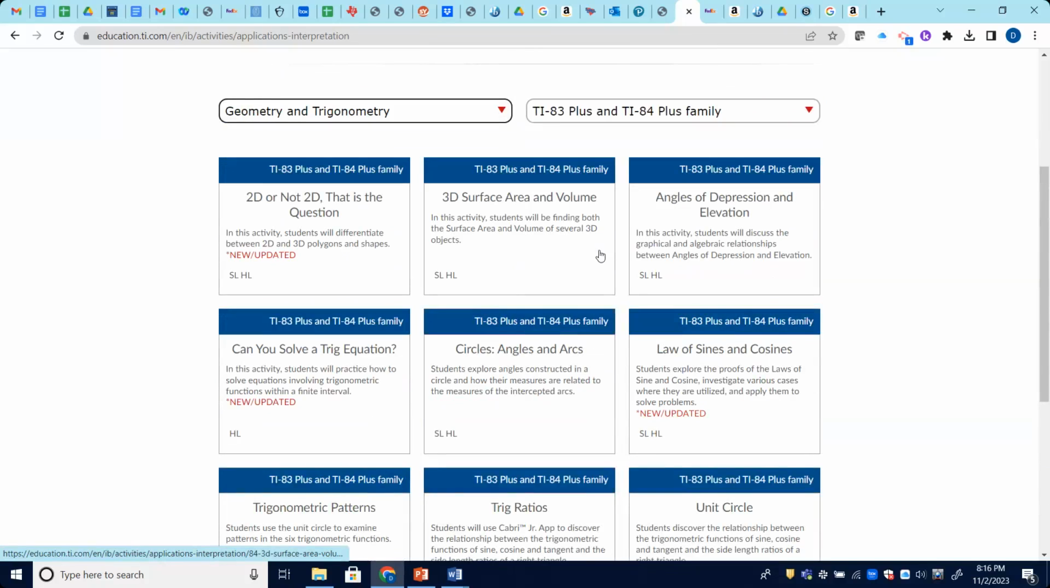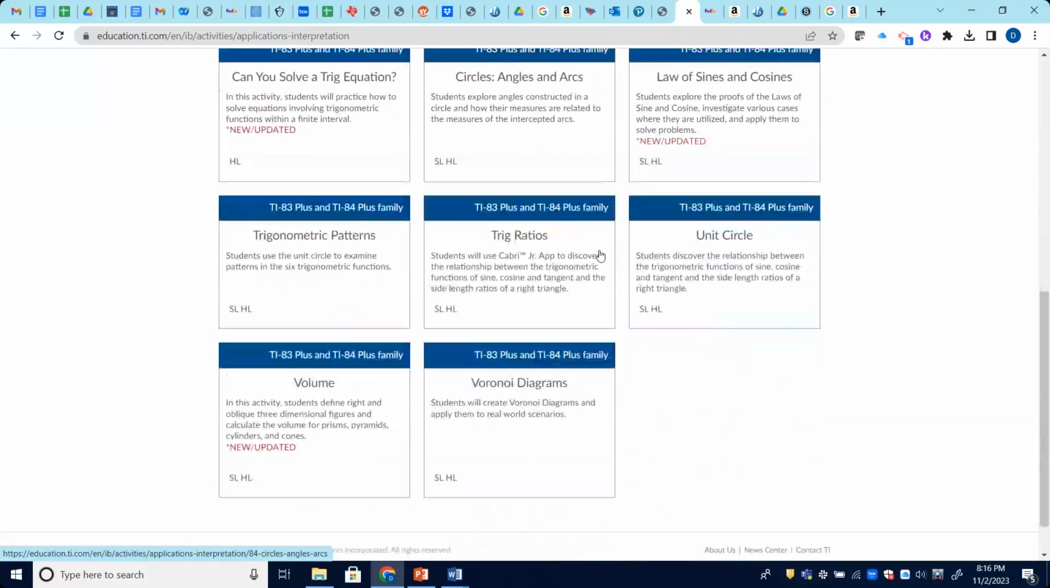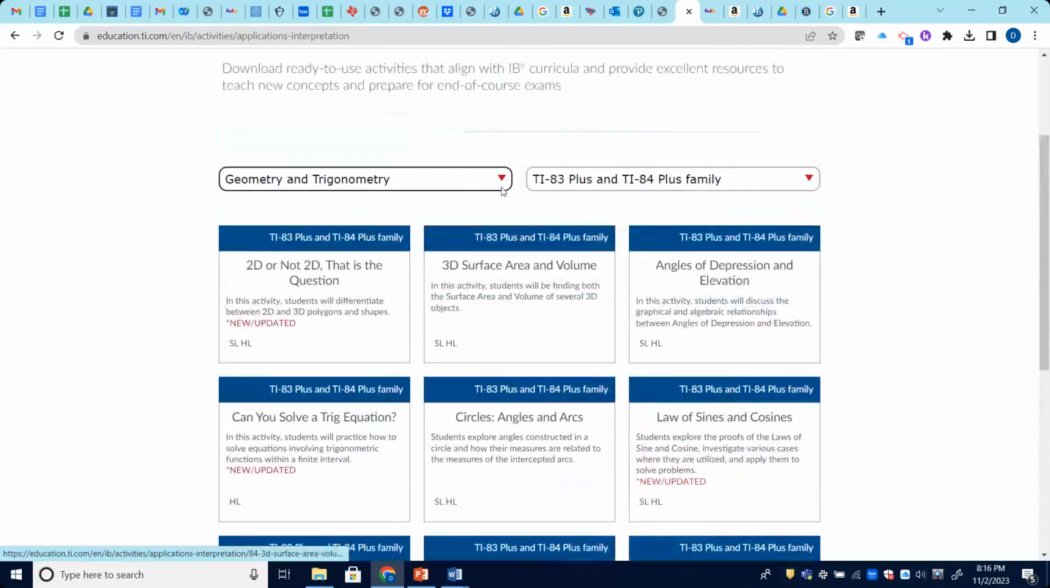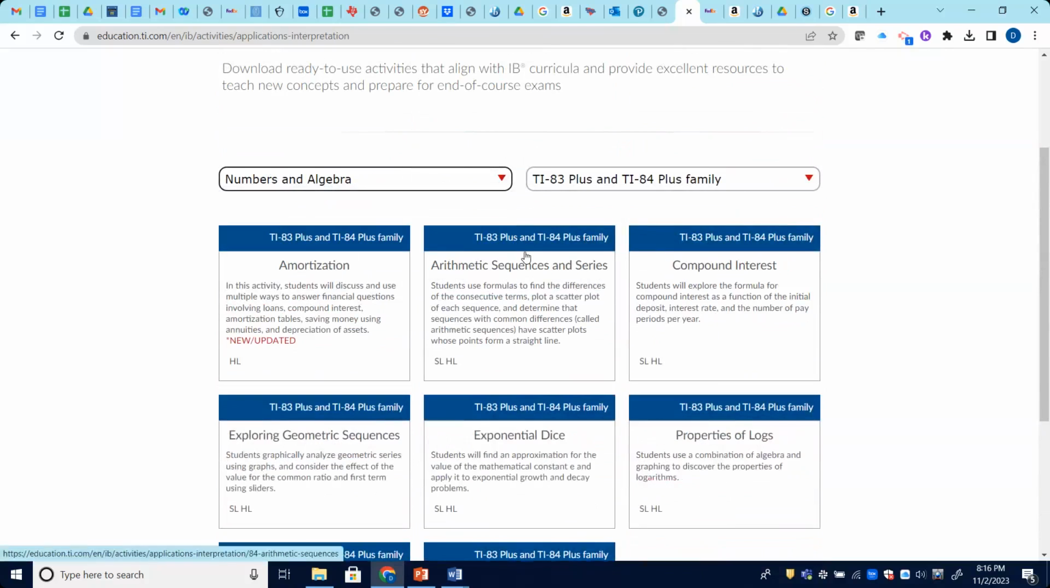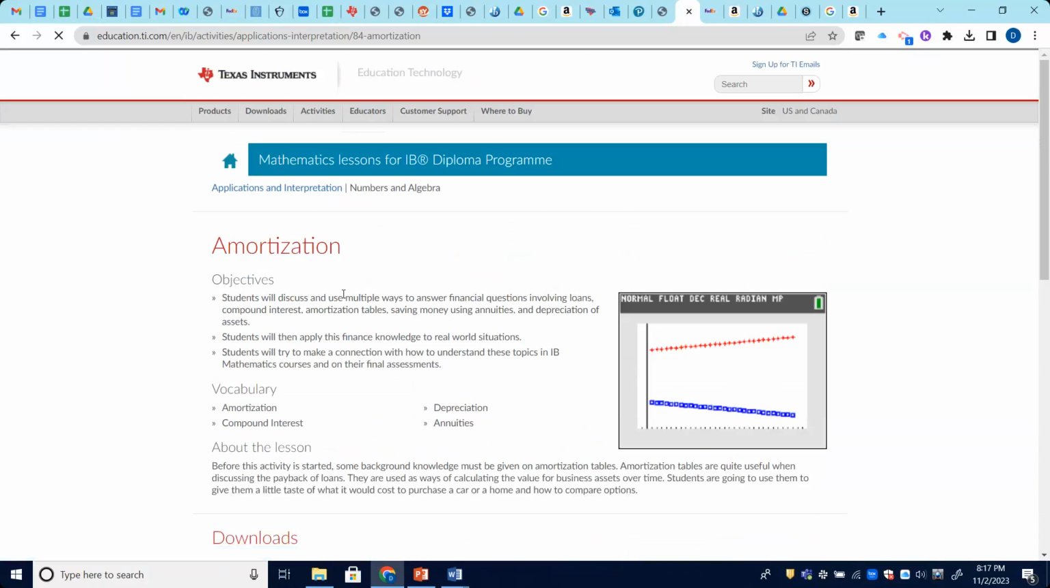One that I wanted to look at today was under numbers in algebra, amortization. I had several requests when I was doing my prior webinars. A lot of teachers asked to do some finance stuff. So we created this activity.